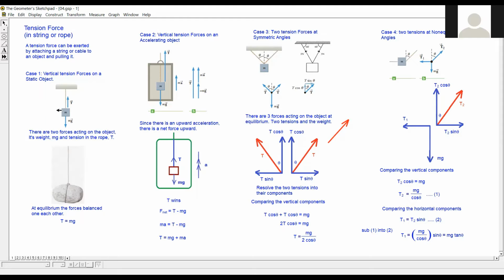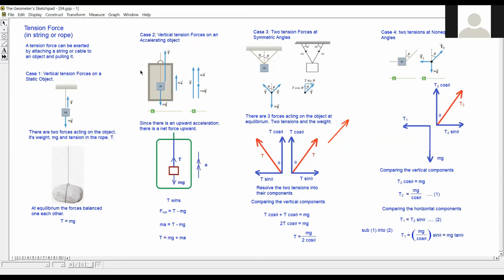Now, when we look at the object, there are two forces acting on this object of mass M. One force is the tension in the string. So don't think that the string has no force. The string actually has a force that is pulling the object upwards. So the force in the string is called tension and it is acting upwards. The second force acting on the object is the weight that is acting downward.